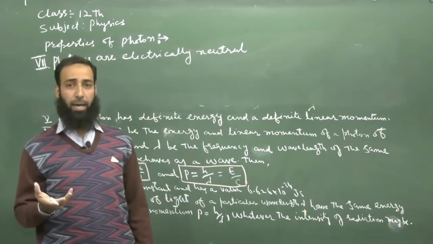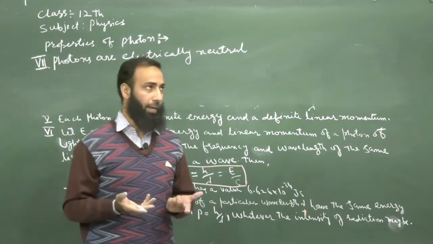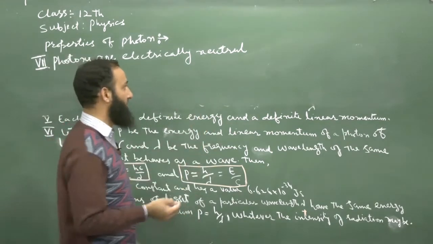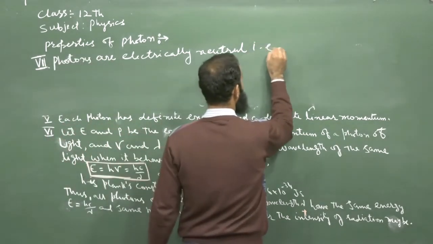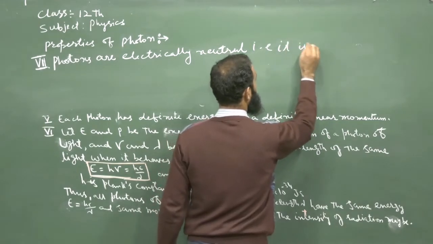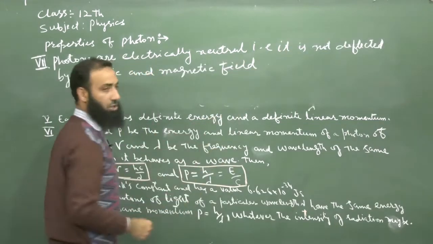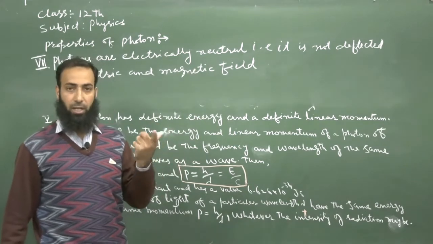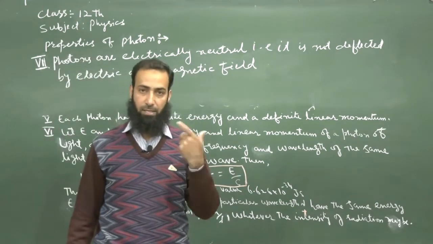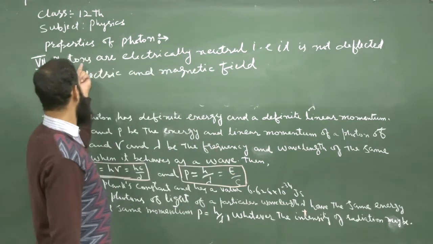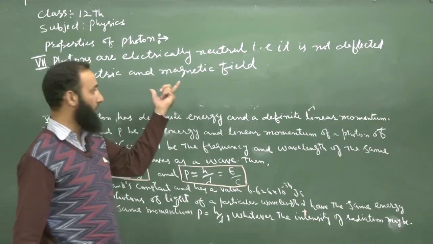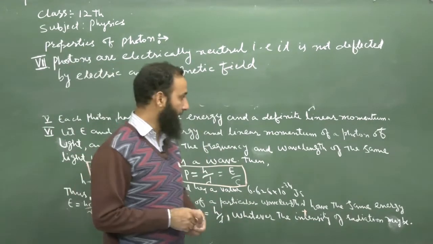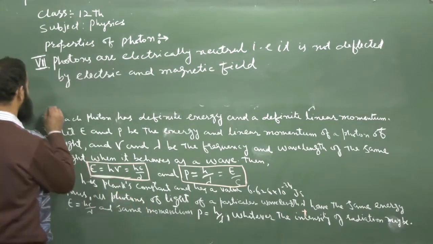Now, property number 7: photons are electrically neutral. जो photon होता है यह electrically neutral होता है. In other words, we can show it is not deflected by the electric and magnetic field. You have already studied that the charged particles which are electrically charged are deflected by the electric as well as the magnetic field. But चूंकि photon electrically neutral होता है, it is not deflected by electric and magnetic fields.